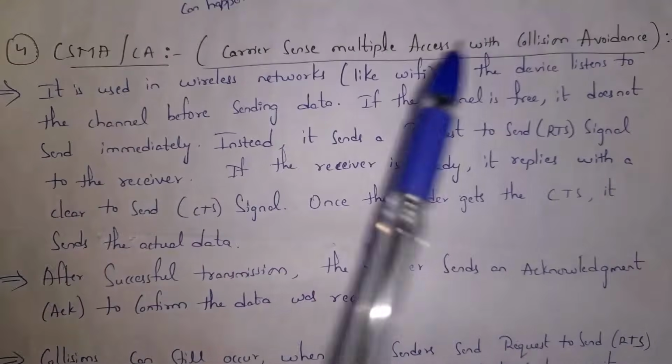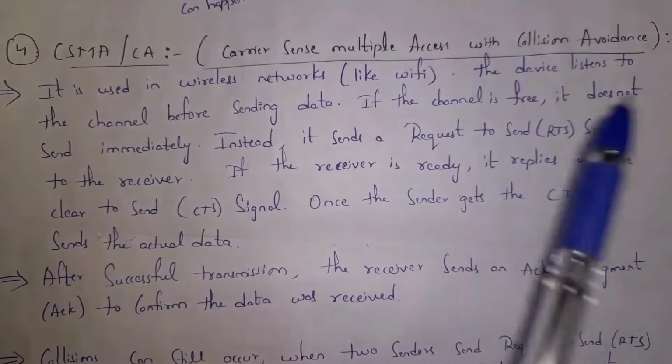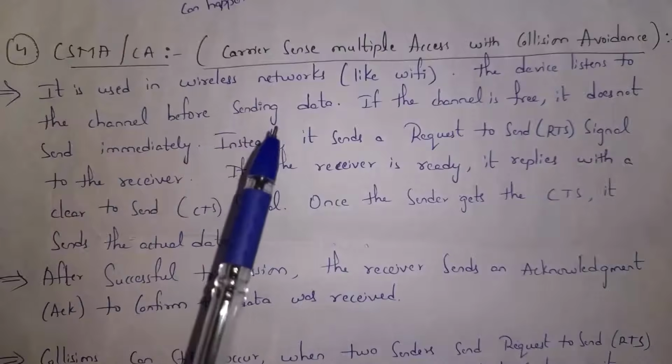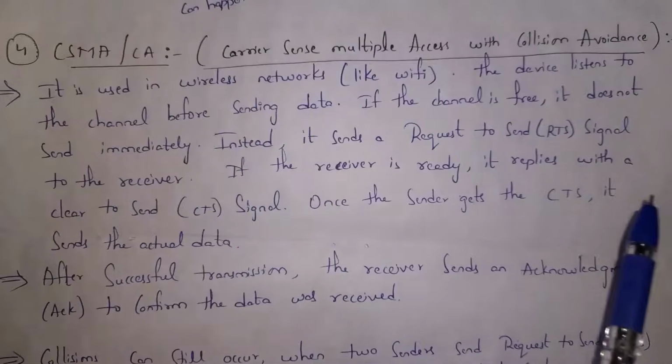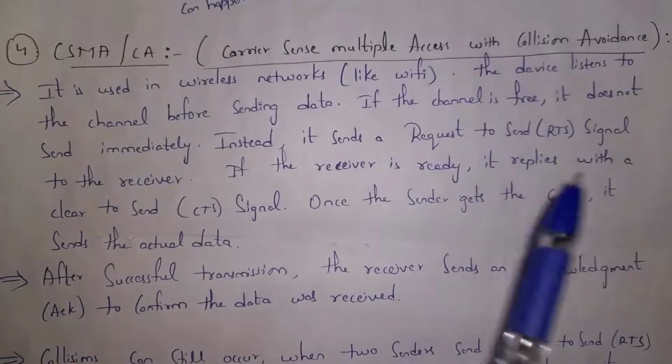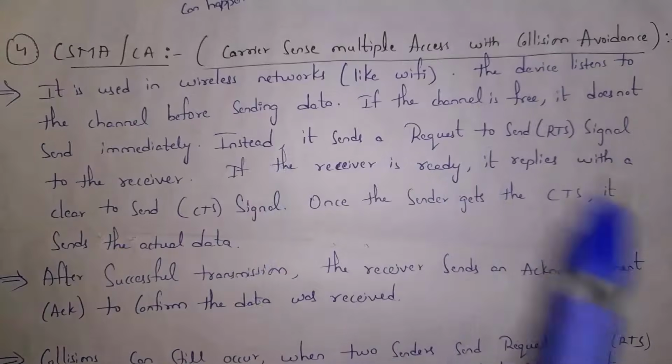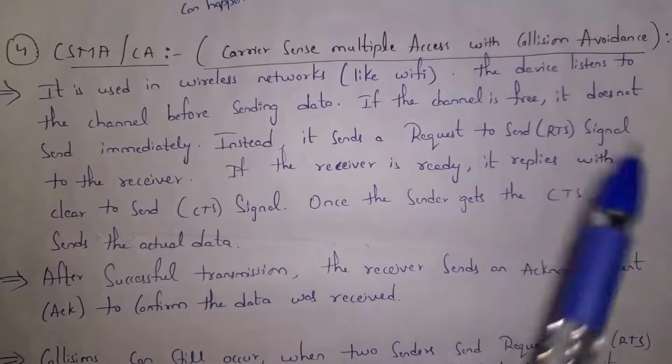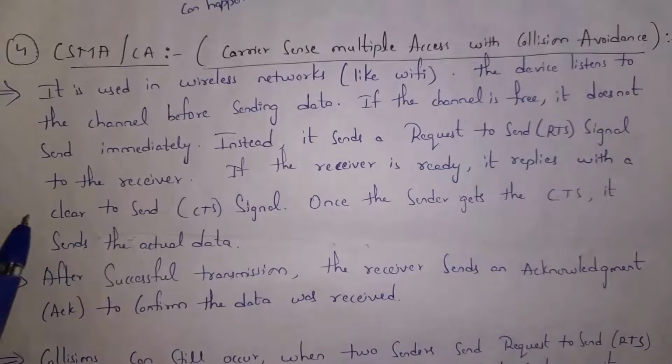If the channel is free, it will not send data immediately. Instead, the device will send one small request to the receiver. We call that request the request to send signal. If the receiver is ready, then the receiver will give one signal. We call that signal the clear to send signal. Once the sender gets the CTS signal, then the sender will send the actual data.